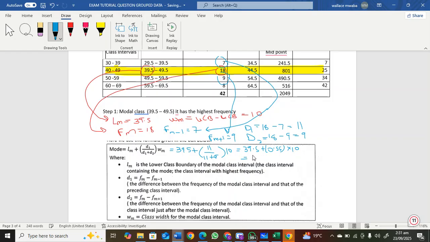So we have 39.5 plus 0.55 times 10, which is 5.5. So 39.5 plus 5.5, we get 45. That's our mode, the number which appears the most, 45.